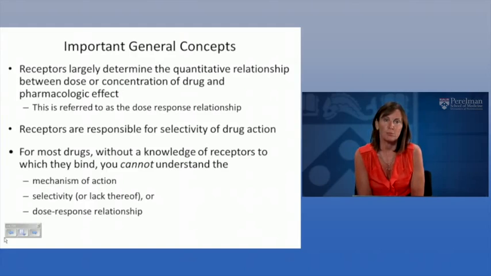Receptors, very, very importantly, are responsible for the selectivity of drug action, and this I will spend a good deal of time talking about. For most drugs, without a knowledge of the receptors to which they bind, it is very difficult to understand the mechanism of action of the drug, the selectivity of the drug or the lack thereof, and to appreciate the true intricacies of the dose-response relationship.